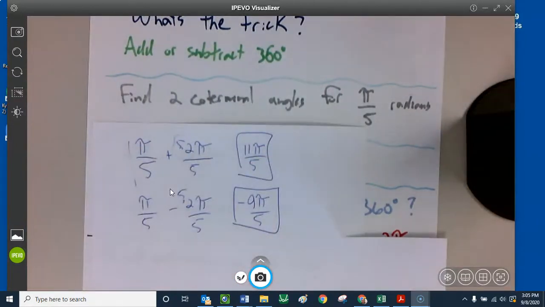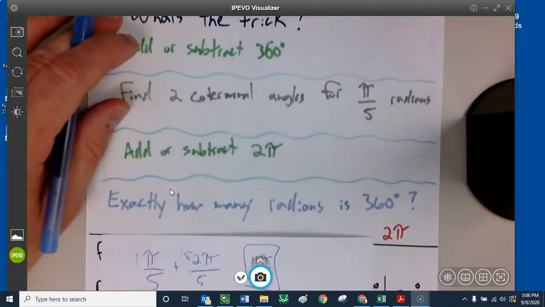Remember, our goal was to come up with coterminal angles in degrees or radians. Basically, anything you do in degrees, you can do in radians. It's just a different language. We can still do all that same stuff. Eventually, I'll have you find the supplement, the complement. We used to do that in degrees in geometry. We can do it in trigonometry just with radians. Okay. One last little thing I want you to do.